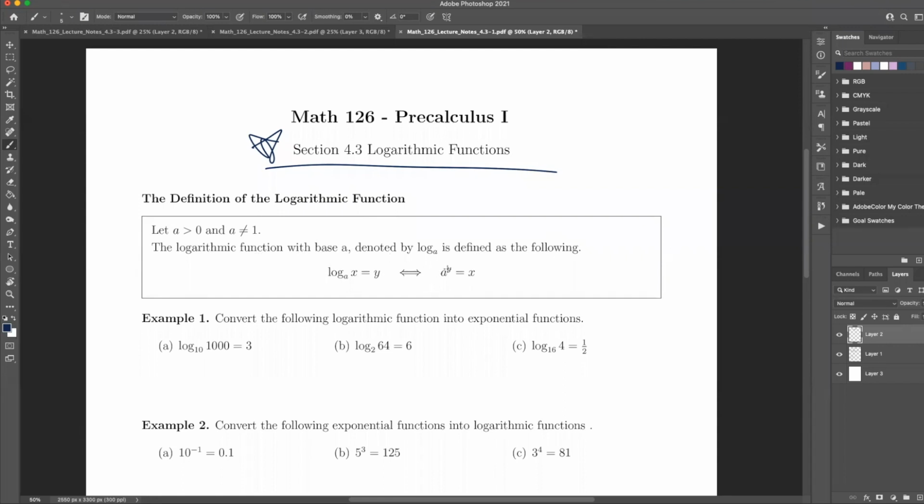where a to the y is equal to x. And so this basically asks the question, a raised to what power is x? I'll write that in here: a raised to what power is x? So log base a of x is going to be y, and so a to the y is equal to x. So that's the question it's asking.